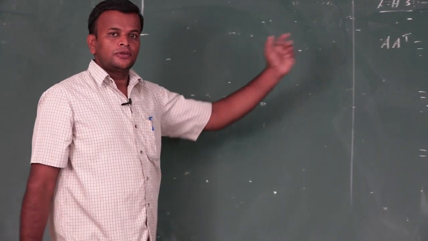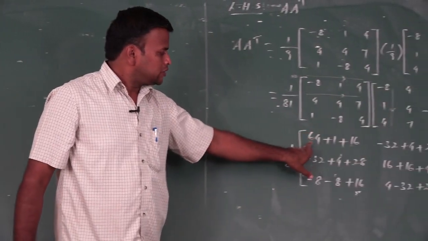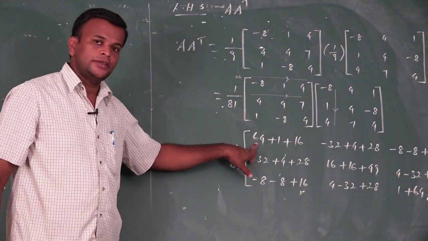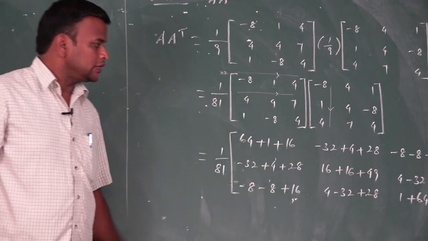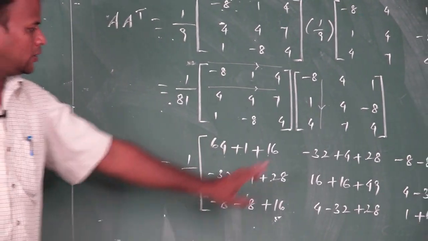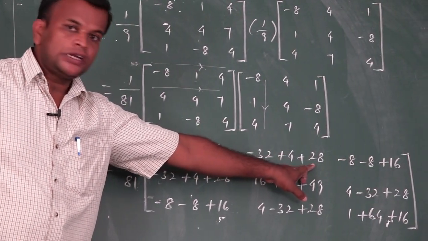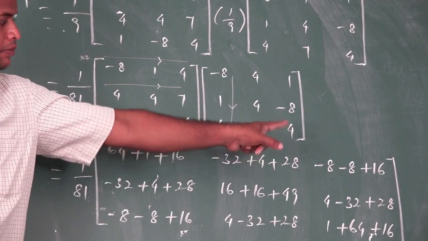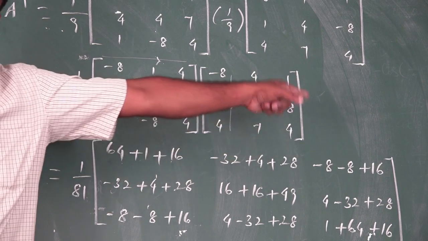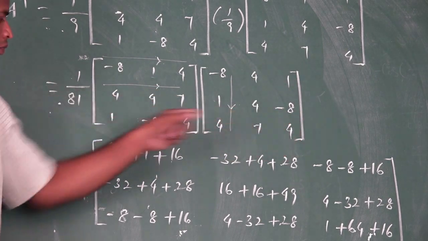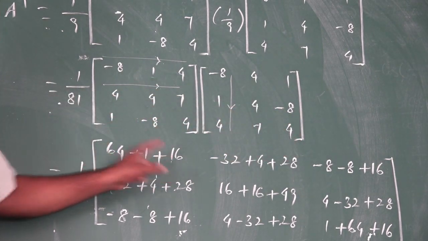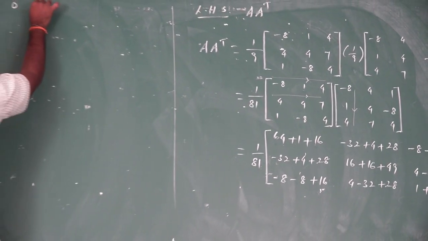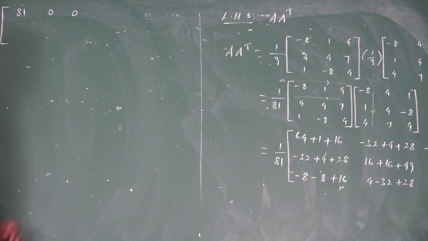Now we simplify the elements. 64 plus 1 plus 16: 64 plus 1 is 65, 65 plus 16 is 81. Next, minus 32 plus 4 plus 28 is plus 32 minus 32, which is 0. Minus 8 minus 8 is minus 16 and plus 16 is 0. So the first row values are 81, 0, 0.